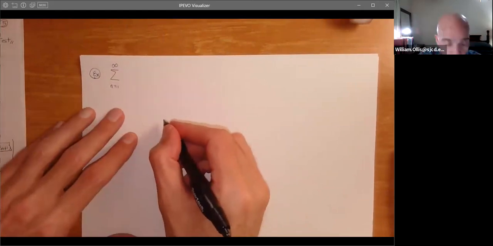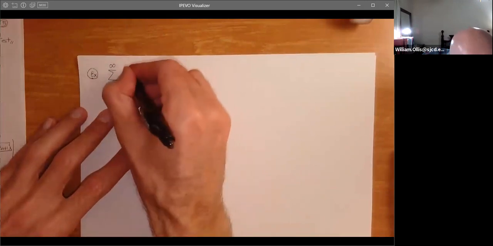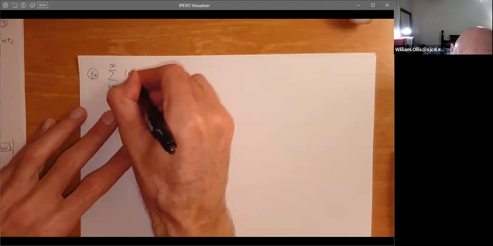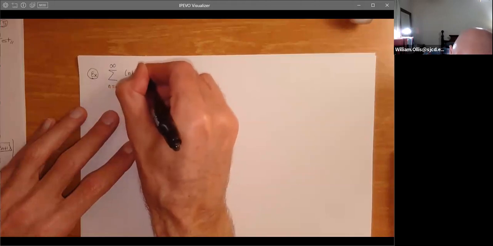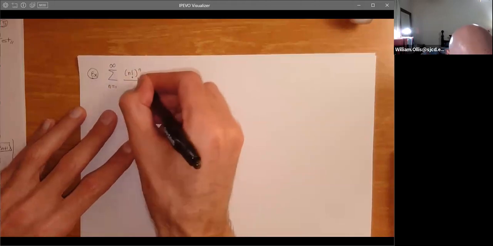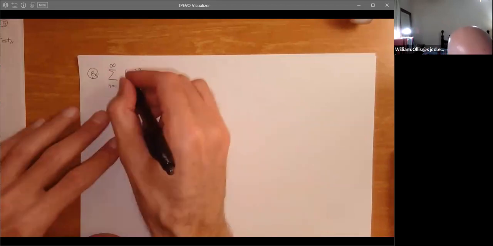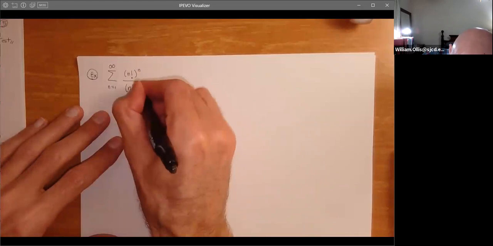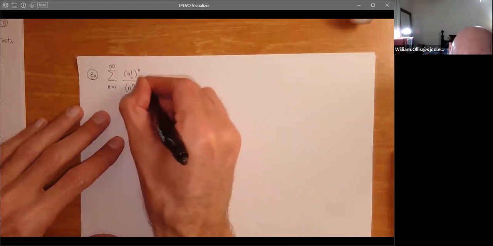So we have n equals 1 to infinity. And this one's really odd looking. We have n factorial raised to the nth power. So you're thinking root test. And then we have n raised to the n, just some really crazy stuff squared.